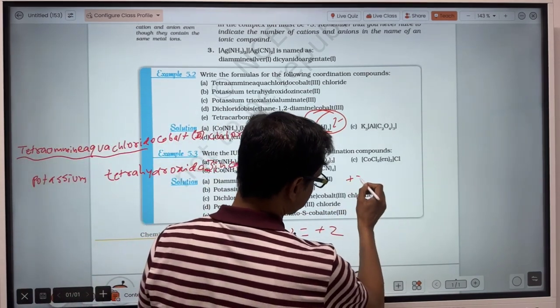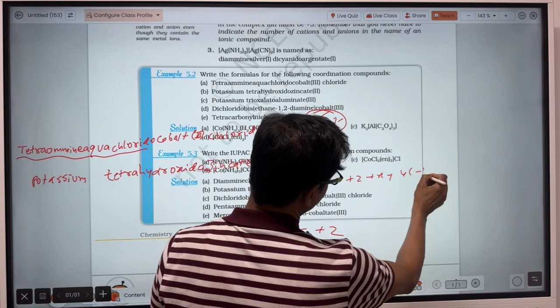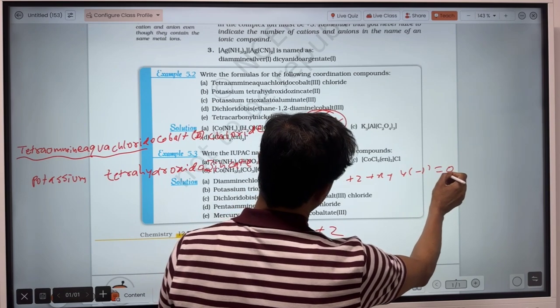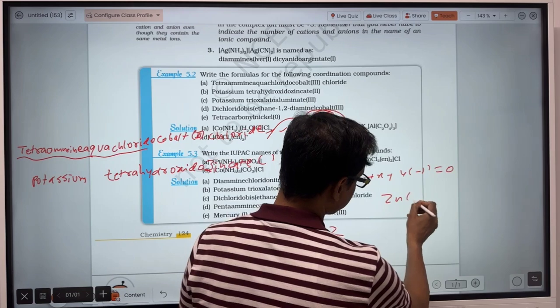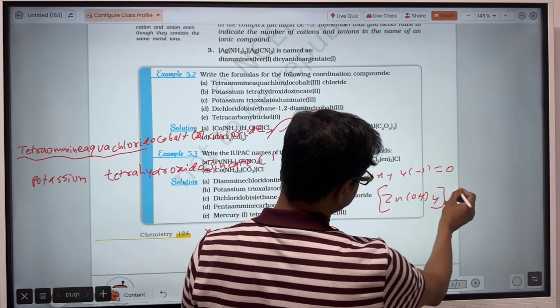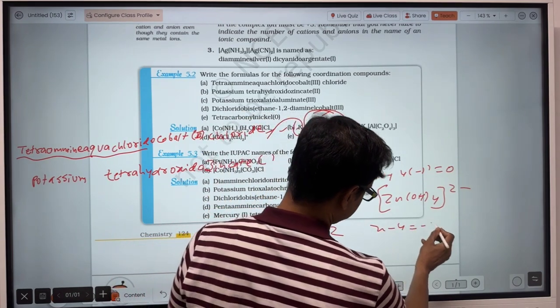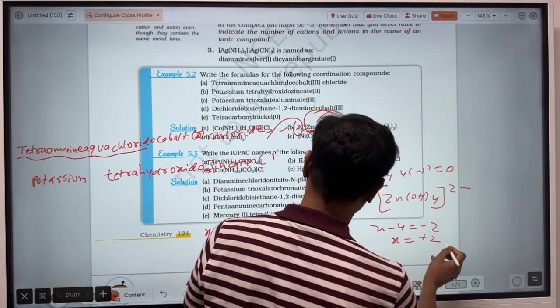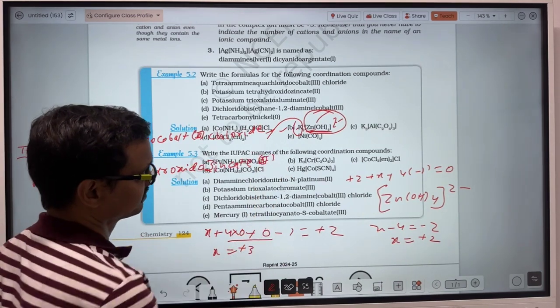and find out their oxidation number. Potassium +2 plus X for zinc and +4 into -1, OH minus ion is there, that is equal to 0. Or you may also write in this manner or in that manner also. So that here 2 unit negative charge will appear when potassium will go. Then X -4 equal to -2. So X equal to +2. So here oxidation number +2.